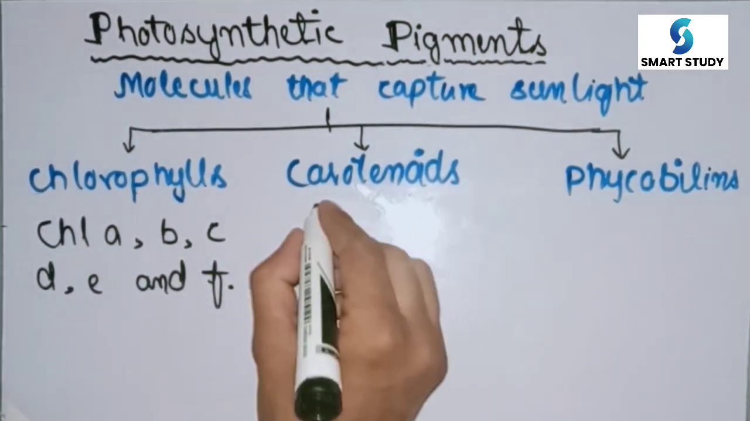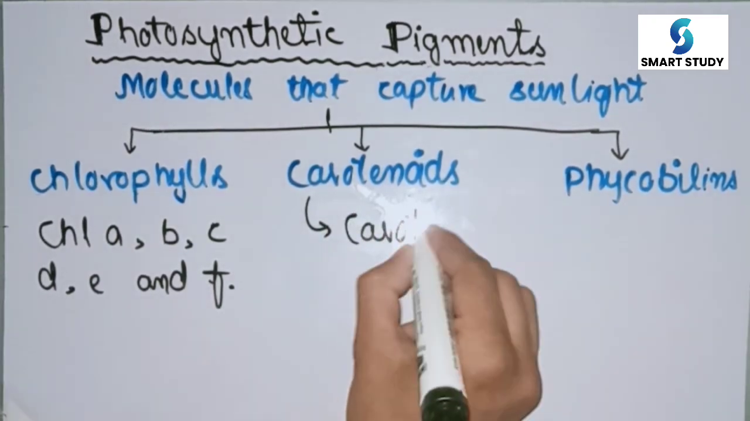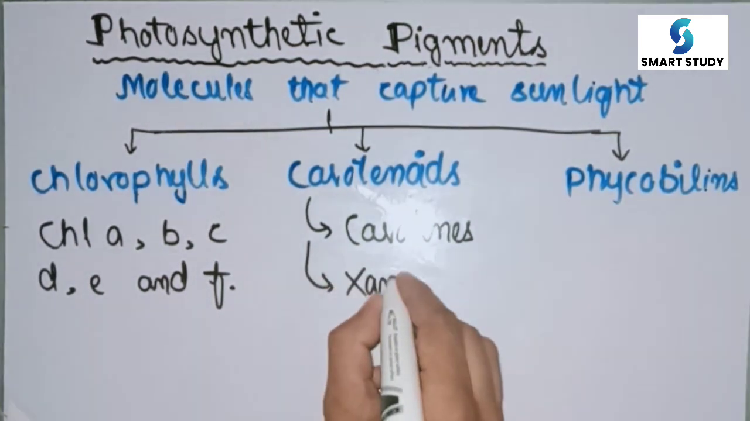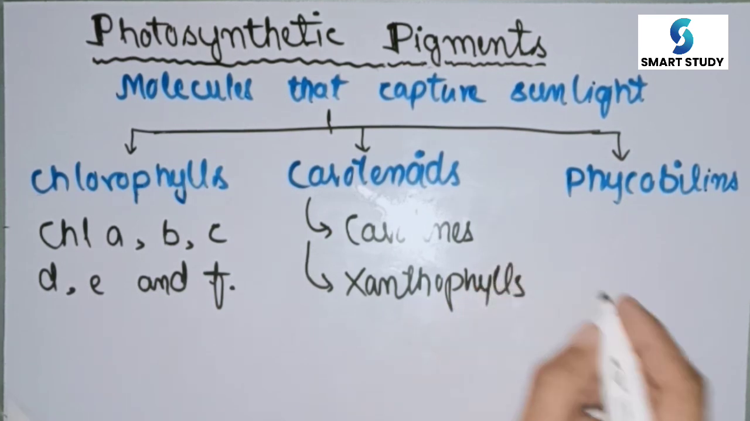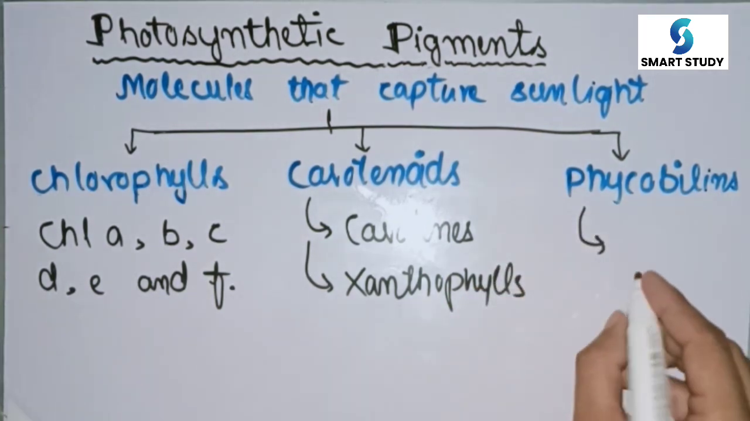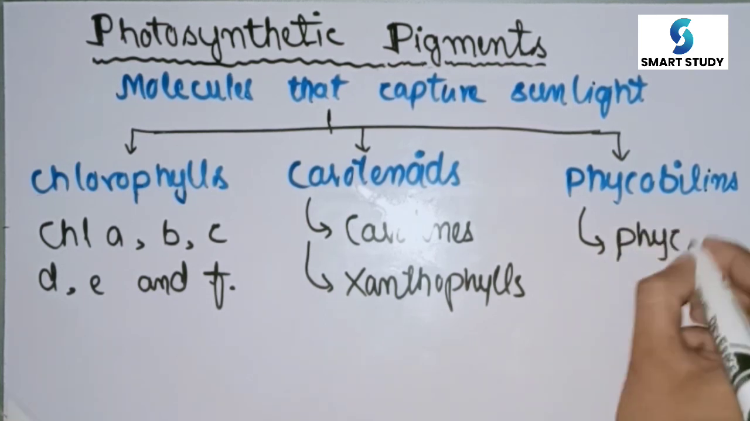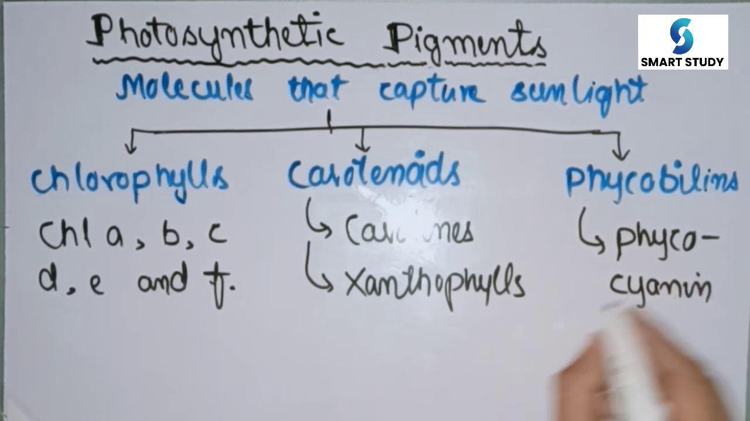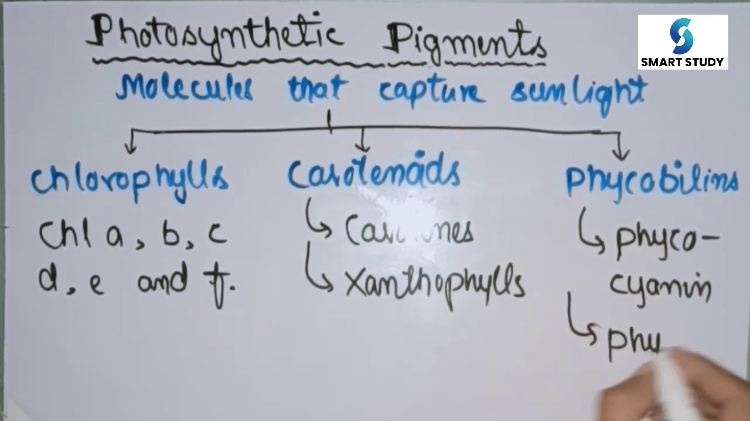In the same way, carotenoids have their own types, such as carotenes and xanthophylls. And phycobilins also have their own types, phycocyanin and phycoerythrin.